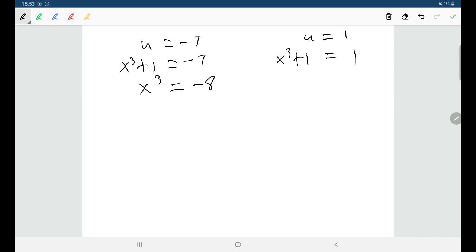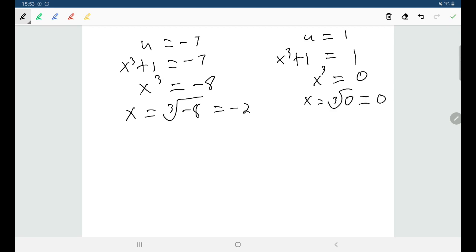And if x cubed is negative 8, then x should be the cube root of negative 8, which is just negative 2. If x cubed plus 1 is equal to 1, that means x cubed would be equal to 0, or that x would be the cube root of 0, which is just 0.